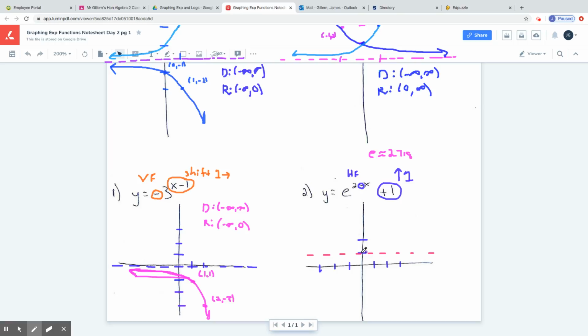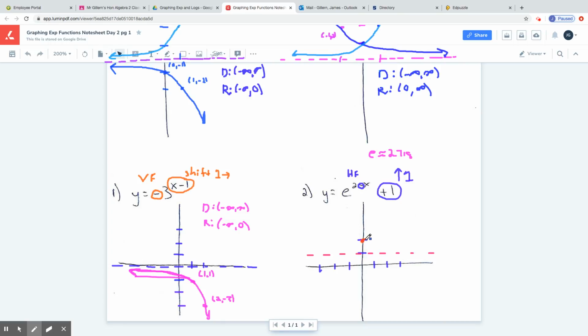So if we were at 0, 1, which is this point right here, if I do a horizontal flip, well, the x coordinate, when you're at 0, you can't change the sign. You can't flip over the y-axis, all right? So the only thing you have to do is move up 1, and there is our new point. So that's at 0, 2.